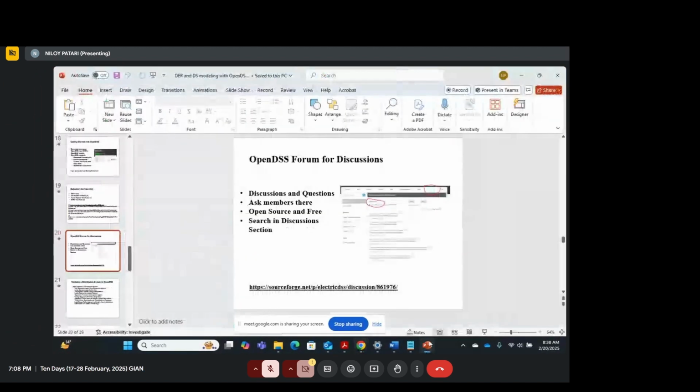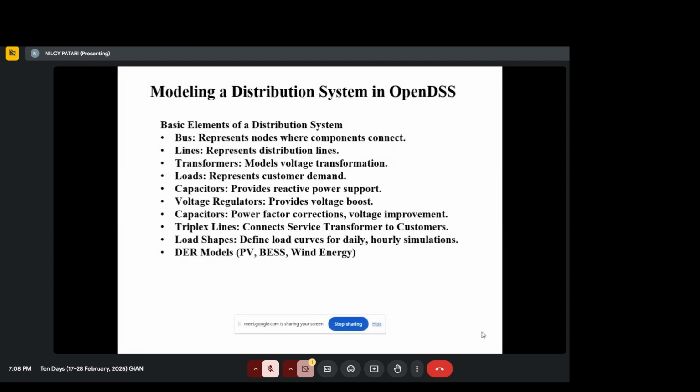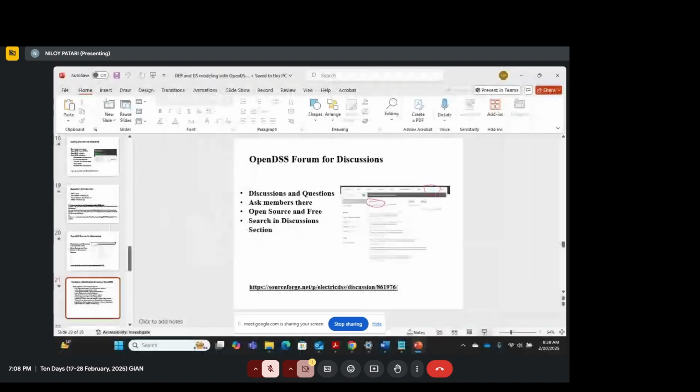If you are doing research on OpenDSS and distribution system simulations, you can ask questions here. The next part was modeling, right? So, modeling of distribution systems. I'll give you an example of a distribution feeder in OpenDSS, where I will talk about how the lines are connected, how buses are modeled, transformers, loads, capacitors, voltage regulators, everything.